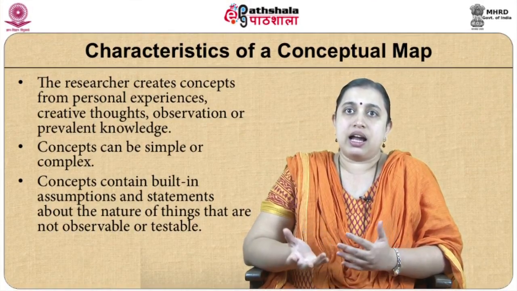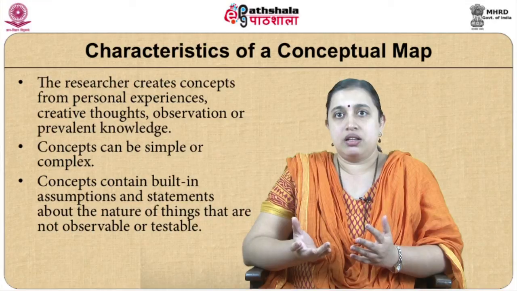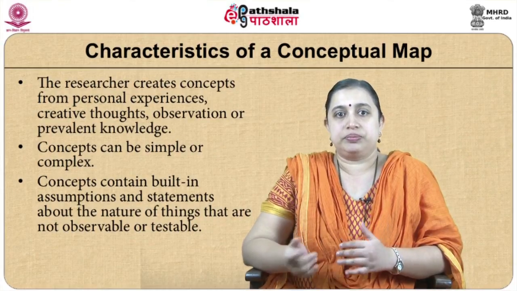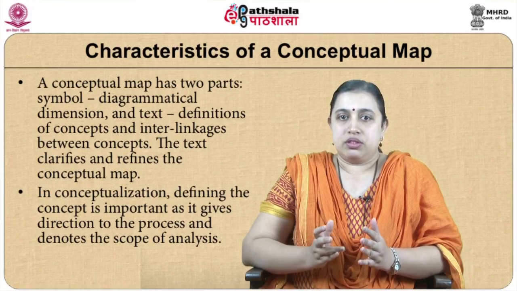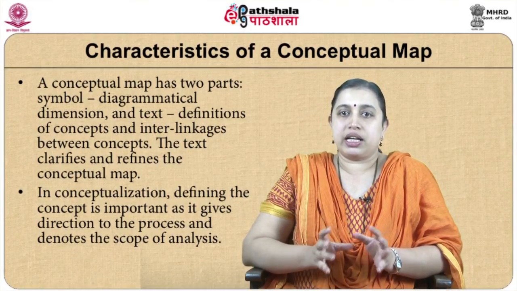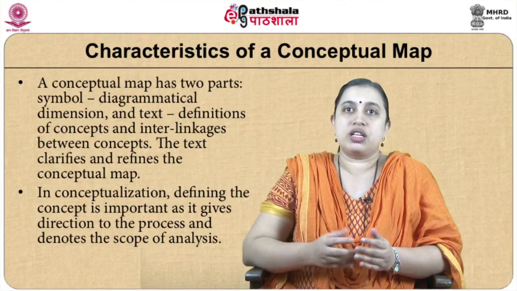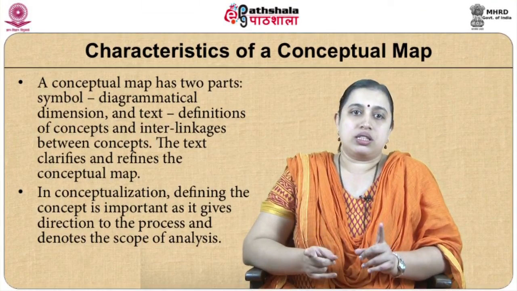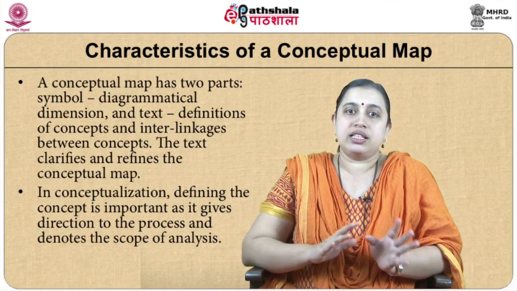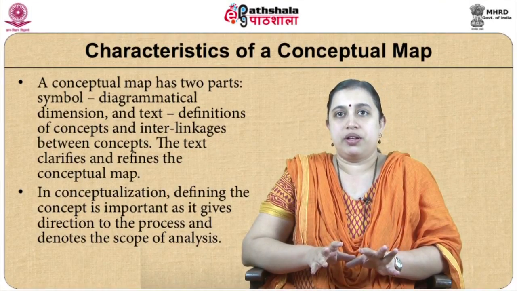And it means that one gender has more power than the other gender. A conceptual map has two parts: symbol, which is a diagrammatical dimension, and text, which are the definitions of concepts and interlinkages between concepts. The text clarifies and refines the conceptual map.